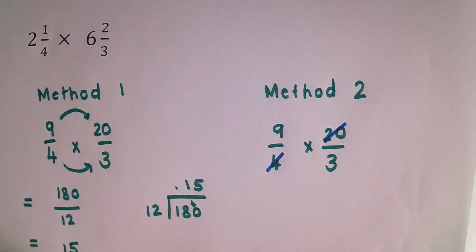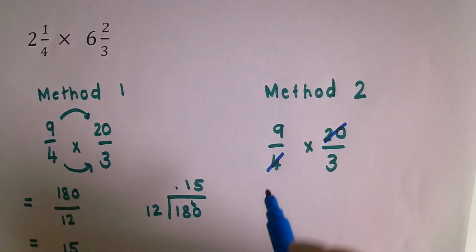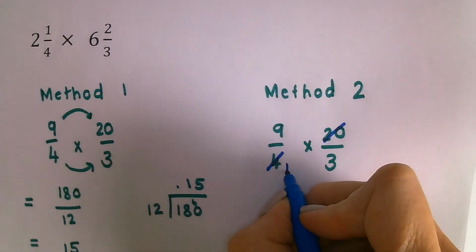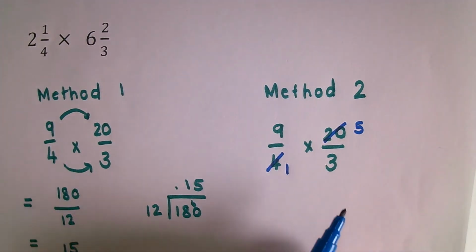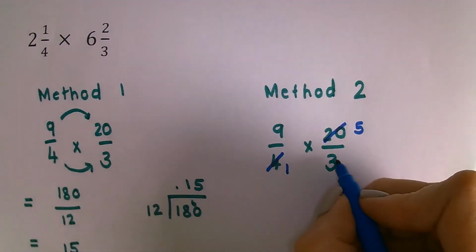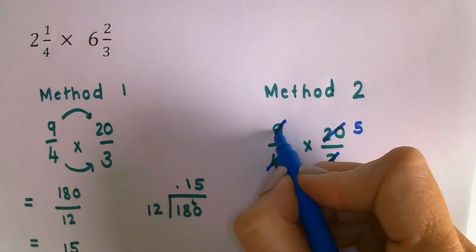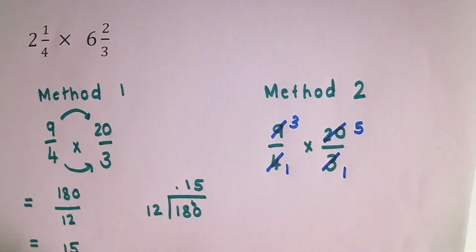Now I know 2 can go into 4 and 2 can go into 20, but let's try to find the biggest number that can go into both of them. And the answer is 4. So 4 can go into 4 once, 4 goes into 20 5 times. Let's do 3 and 9 because I can see those 2 can go. 3 can go into 3 once, 3 can go into 9 3 times.